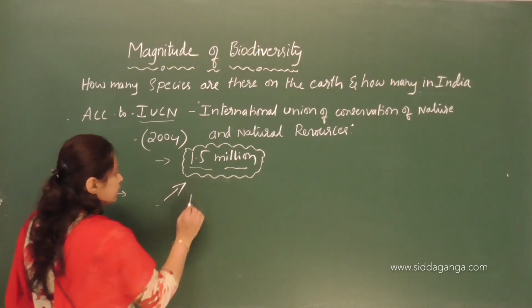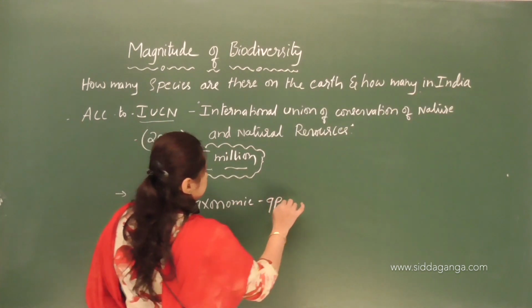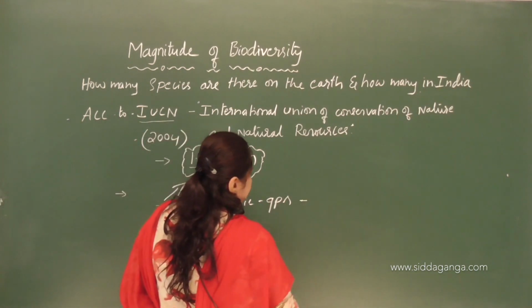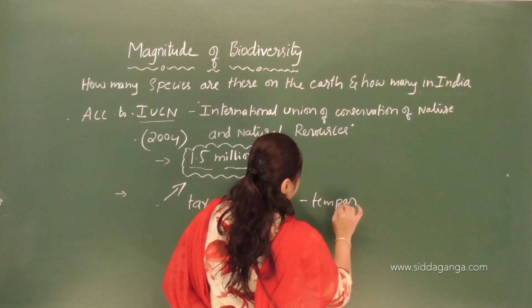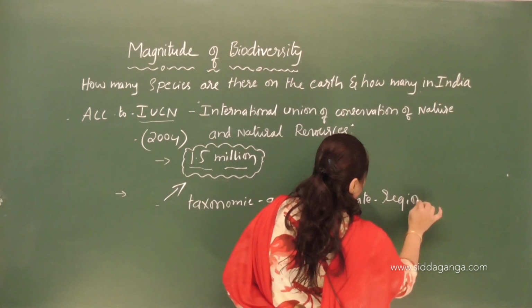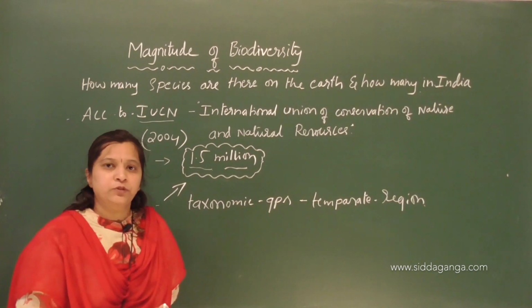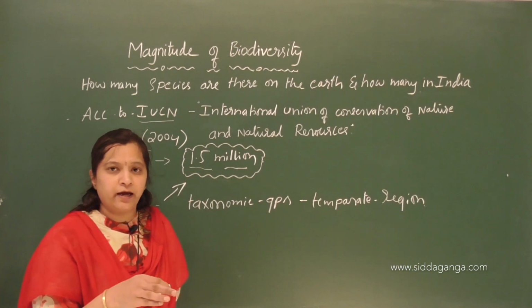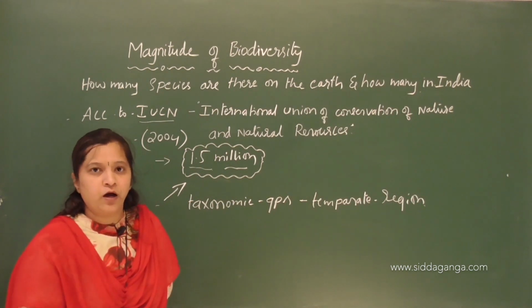But for most of the taxonomic groups, inventories are almost completed in the temperate region. It is more completed in the temperate region, but in the tropical region there are areas which are yet to be surveyed. So if they survey all those areas, probably the number of species would go up to 1 million.